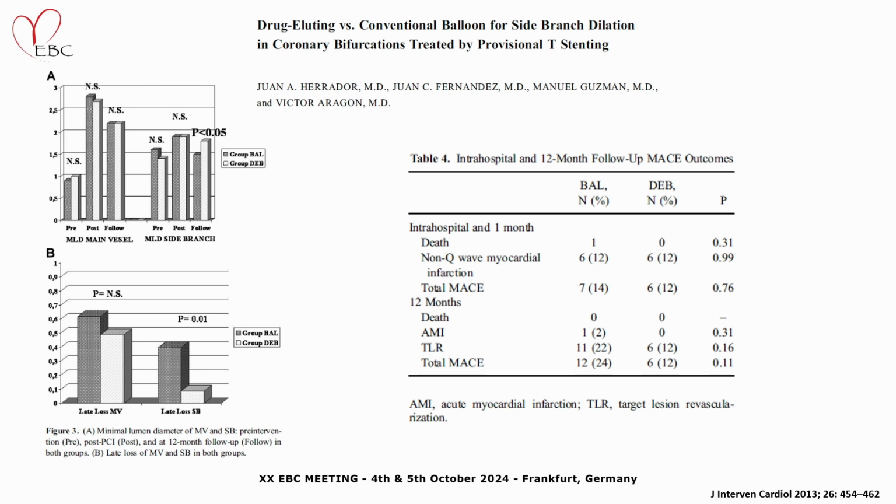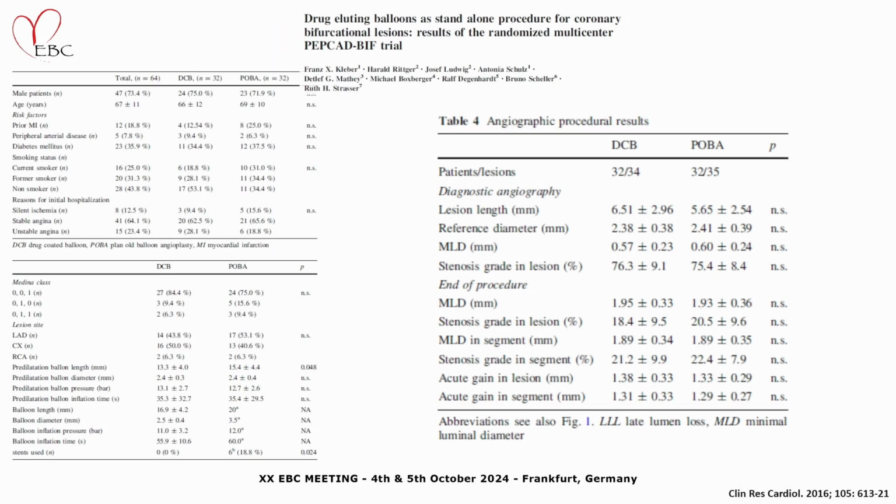However, this was not a trial only focused on the side branch. It only included stenting in the main branch. What we did under the guidance of Franz was the PEPCAT-Bif trial.